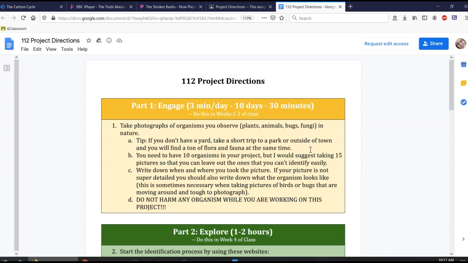So collecting your 10 organisms is actually worth 10 of the points for this project, and the project is 50 points, so it's a fifth of your grade. So if you do not have all 10 of your organisms in your project, this is where I'll be taking points off. That's all. Go and finish part 1 so you can get to part 2 next.